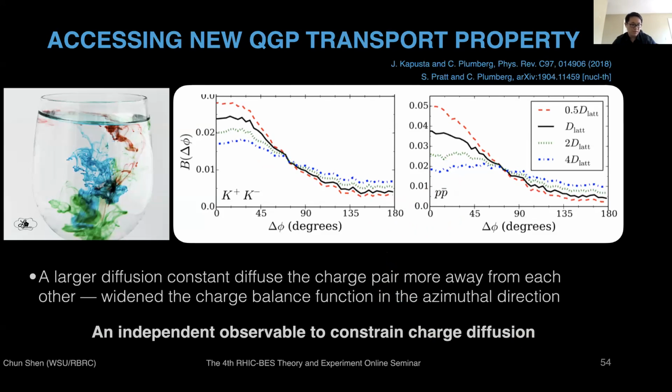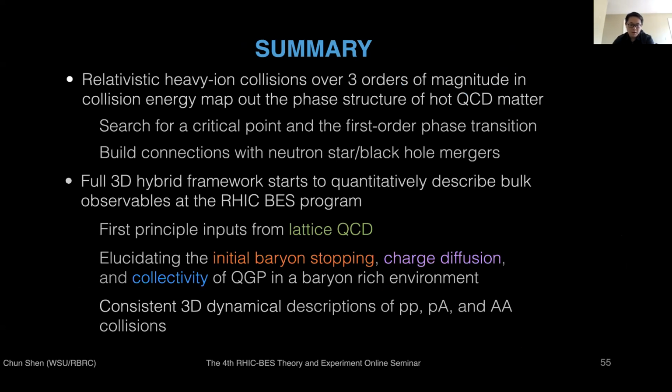So here now I come to my summary. I hope I gave you an overview that heavy ion collisions have been done over 3 orders of magnitude in collision energies, and these are extremely valuable for us to study the phase structure of hot QCD matter. So the goal for us is to find or locate the critical point. And also at large mu B, we can now build up connections with the nuclear astrophysics community in terms of merger dynamics.